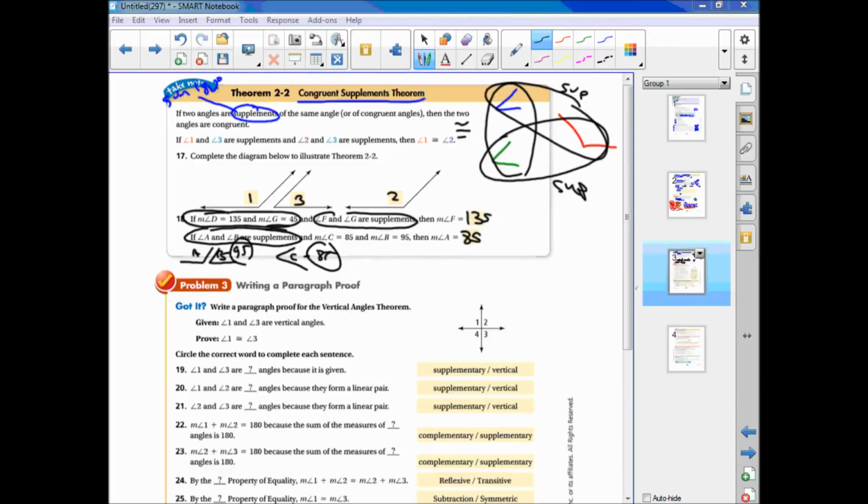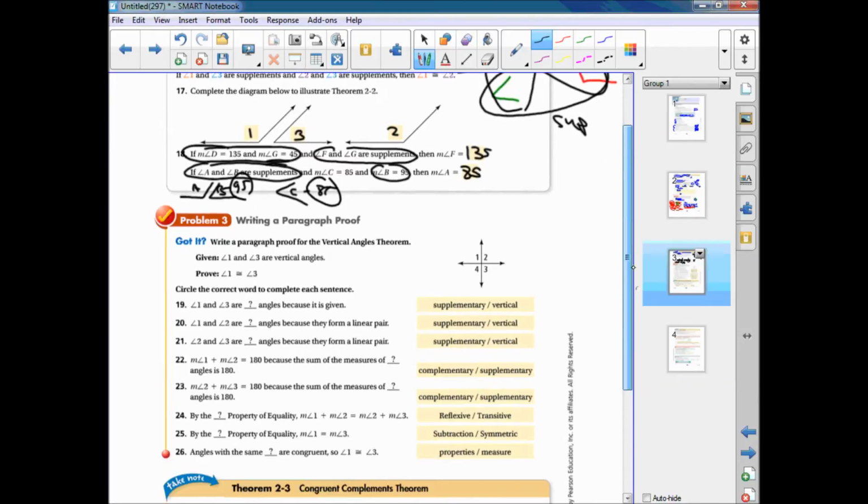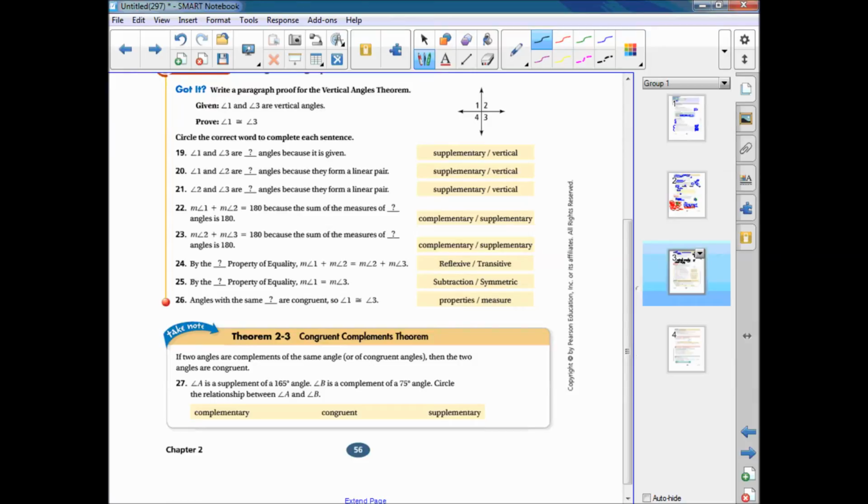A and B are supplements, and they told us what B was. So we know what A is anyways. We don't have to know what C was. All right? Now, this is where we're going to prove one of those theorems that we had. So we're going to do a paragraph proof for the vertical angles theorem. So we're going to try to prove that vertical angles are congruent. And instead of doing a two-column proof, we're going to write a paragraph proof.